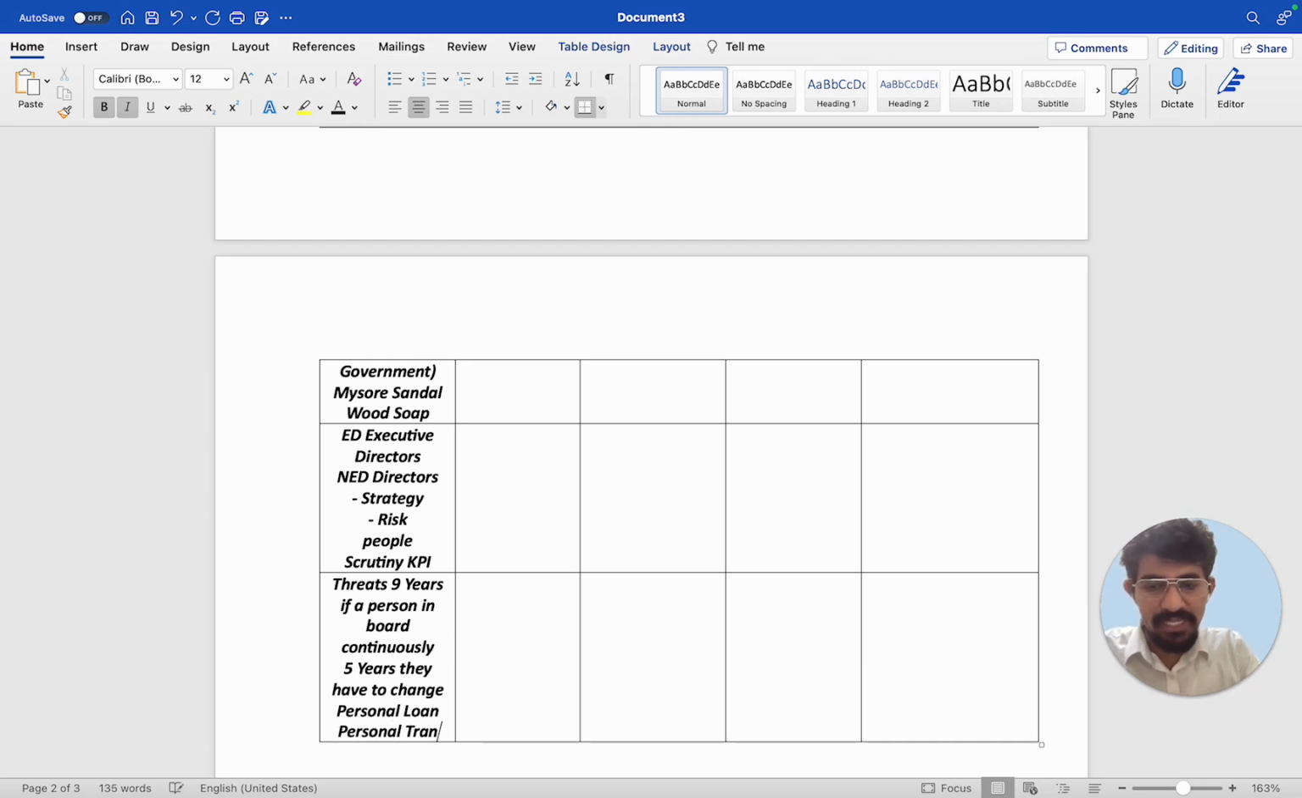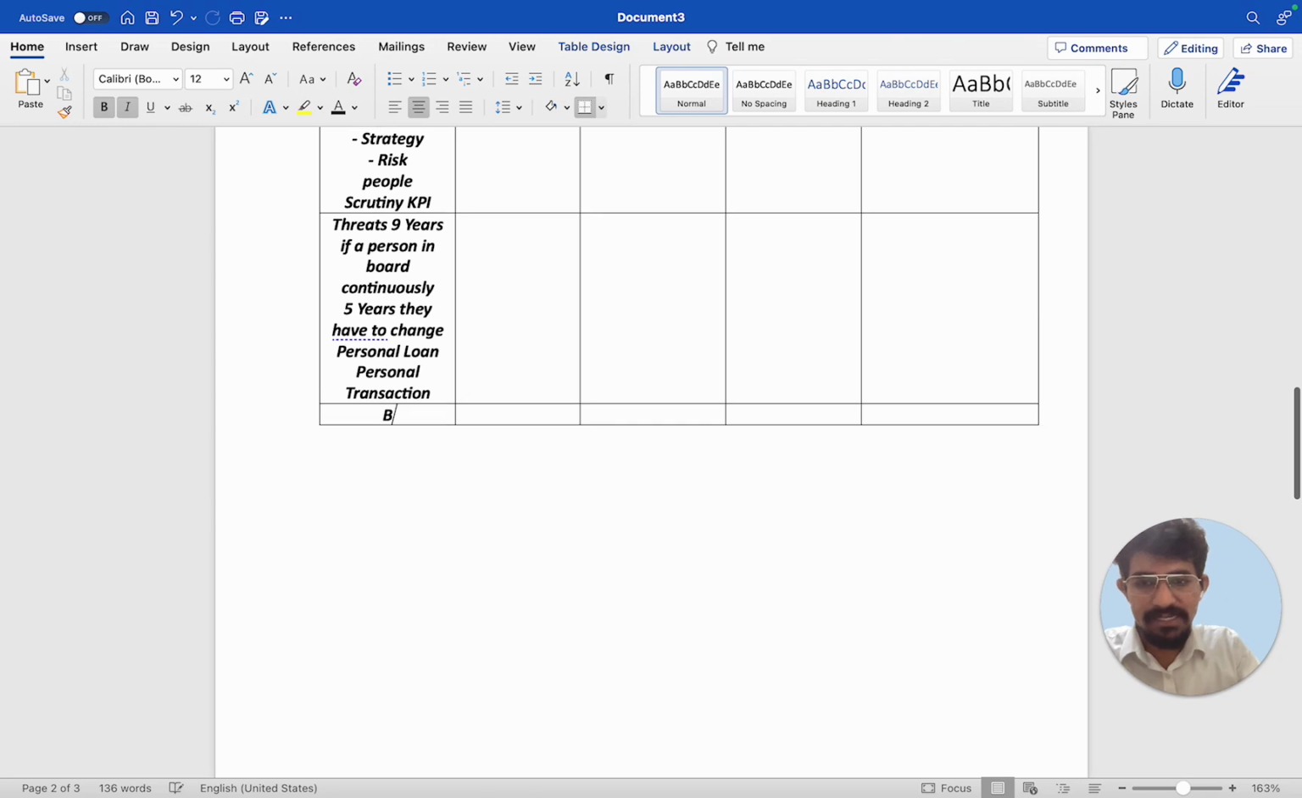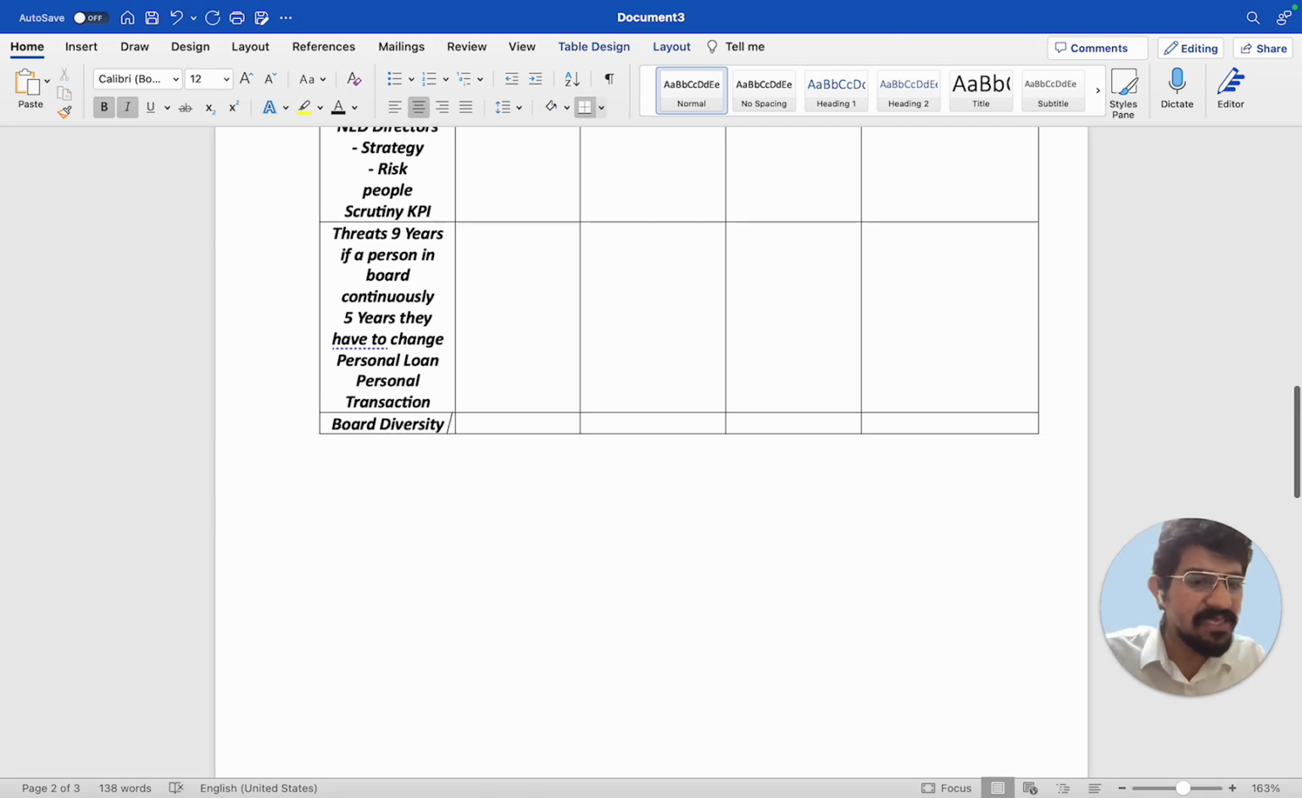You have a company, you can sell your company products to your own organization. So those are the issues and threats that can arise if the executive directors and non-executive directors are not properly connected. So keep that in mind. And one more thing, students, board diversity is also one area that you have to keep in mind.